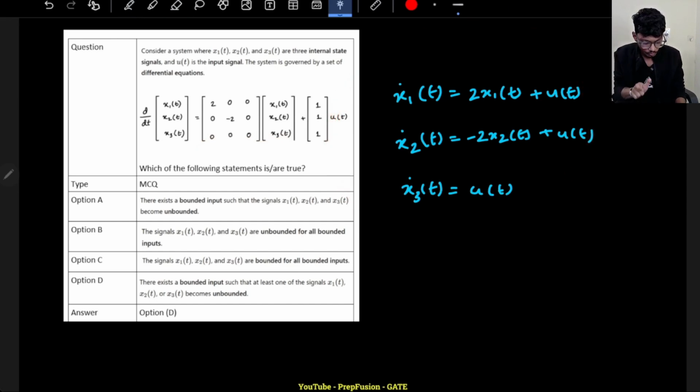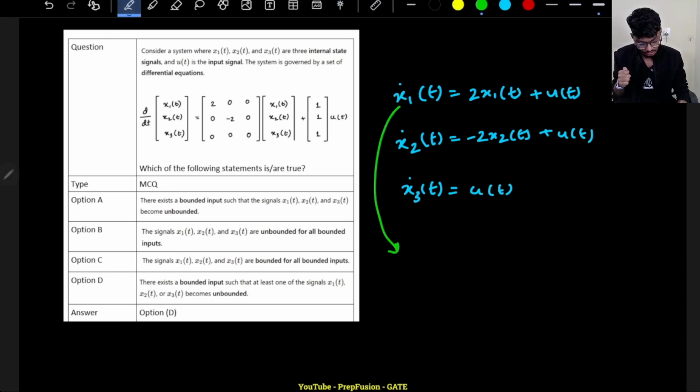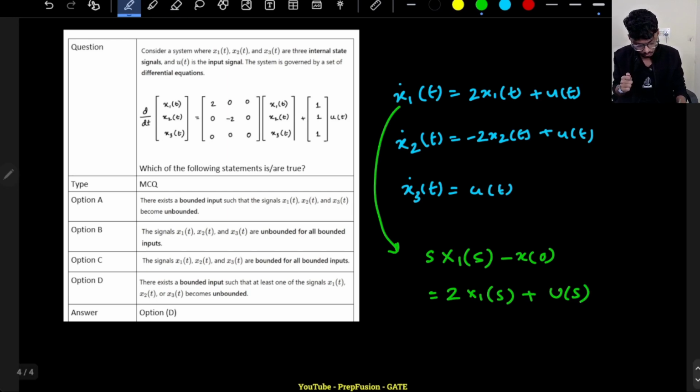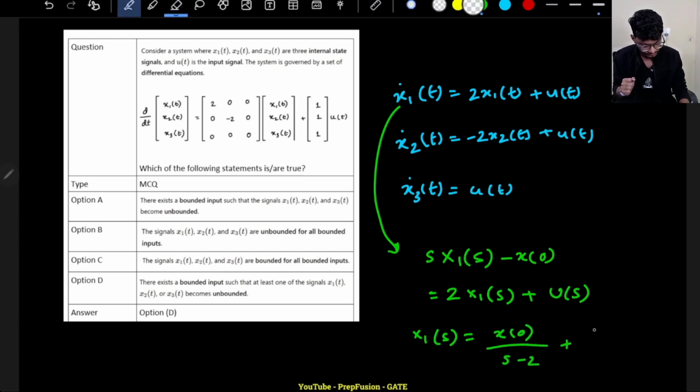Now what you can do, you can take the Laplace transform. If I take the Laplace transform, then I will be able to solve this differential equation. So this will be s x1 of s minus x of 0 equals 2 x1 of s plus u of s. Now I can take this x1 of s common. So x1 of s will be equal to x of 0 divided by s minus 2, plus u of s divided by s minus 2.